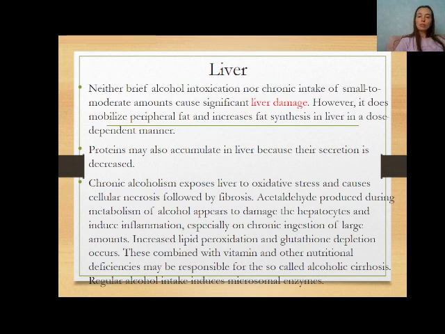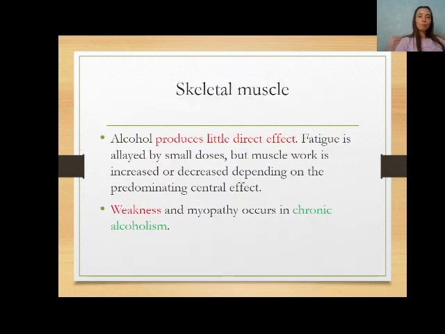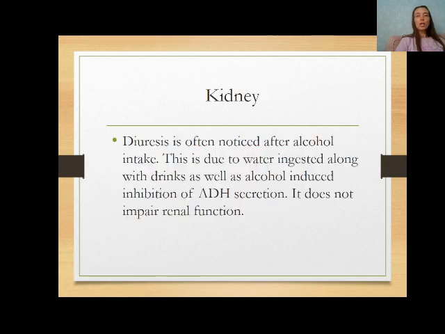These, combined with vitamin and other nutritional deficiencies, may be responsible for the so-called alcoholic cirrhosis. Regular alcohol intake induces microsomal enzymes. Skeletal muscle: alcohol produces little direct effect. Fatigue is allayed by small doses, but muscle work is increased or decreased depending on the predominating central effect. Weakness and myopathy occur in chronic alcoholism.